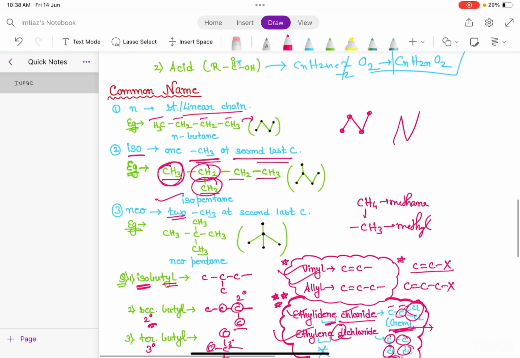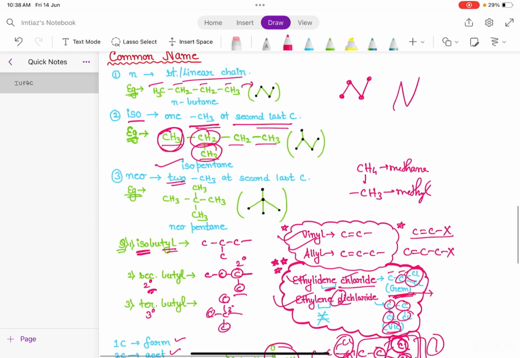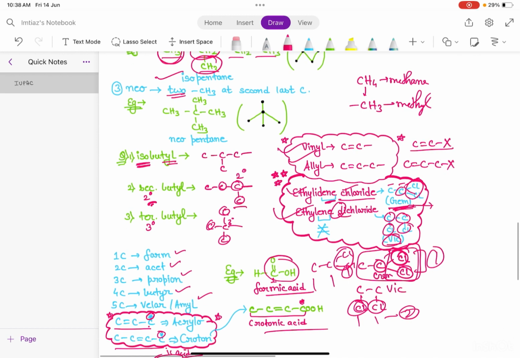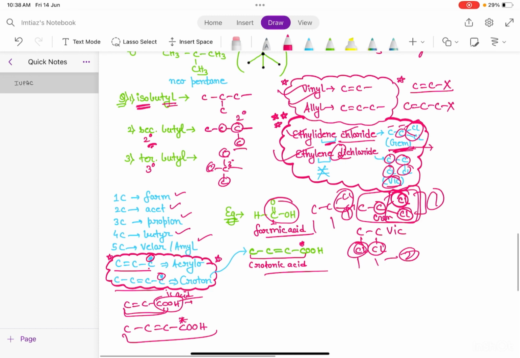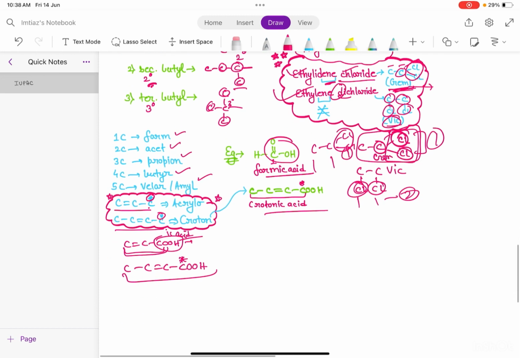Next is the common names. N means linear. Iso means one CH3 on the second last carbon, before the last carbon. Neo means 2 CH3 on the second last carbon. Vinyl, allyl, ethylidene chloride, ethylene dichloride: ethylidene chloride has 2 chlorines on the same carbon, that is geminal. Ethylene dichloride has 2 different chlorines on 2 different carbons, that is vicinal dichloride. Then secondary, tertiary, and then acrylo and croton.